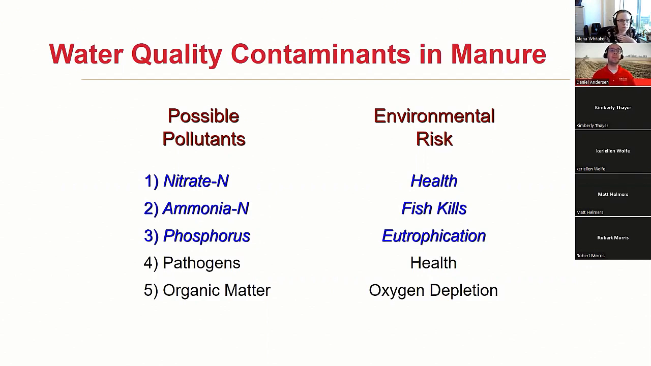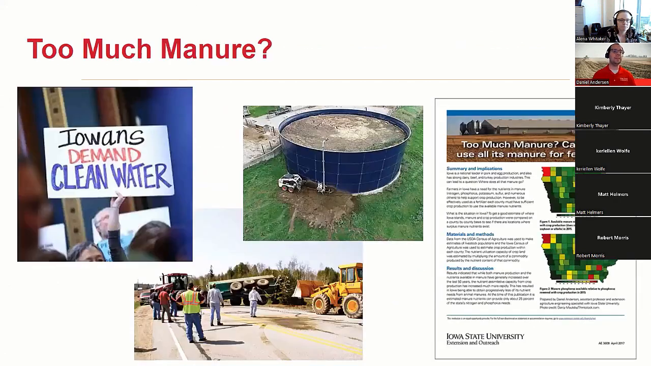If we have a manure spill and it gets into a stream, it will kill fish, right? It sucks the oxygen out of the stream, and we have some challenges. It's a double-edged sword. There's potential positives that can come from utilizing manure, but there's risks and challenges associated with it. One of the questions that I get asked quite frequently is, is there too much manure in Iowa?